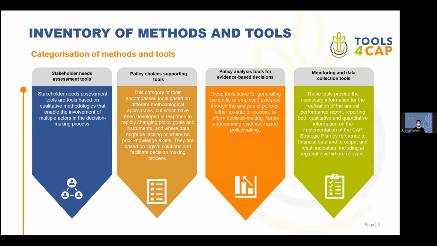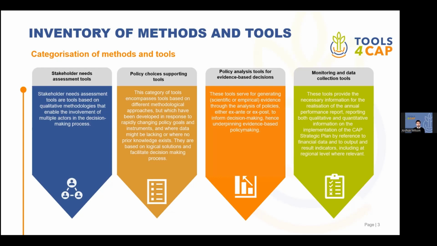The first category of tools here is stakeholder needs assessment tools, which are those tools that aim to assess the needs of stakeholders, as the name suggests. These are usually qualitative tools designed to involve multiple actors into the decision-making process and to help understand what different groups require or expect within the strategic plans. The next category here are policy choices supporting tools.